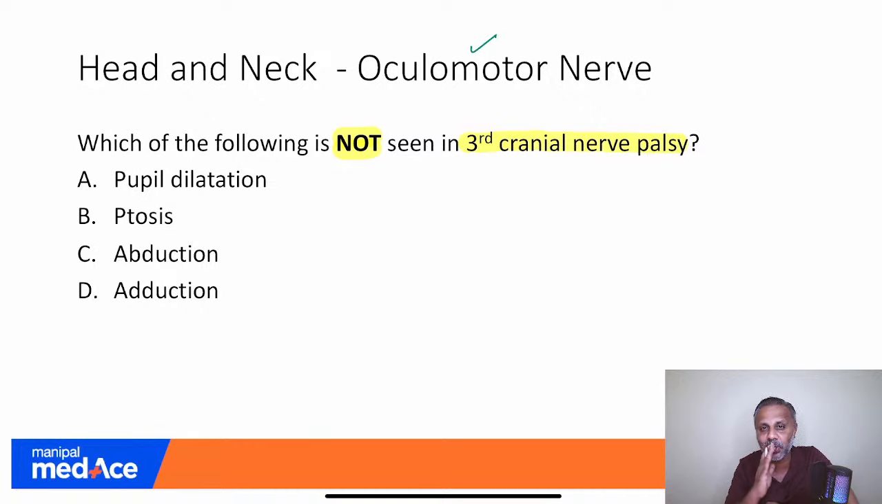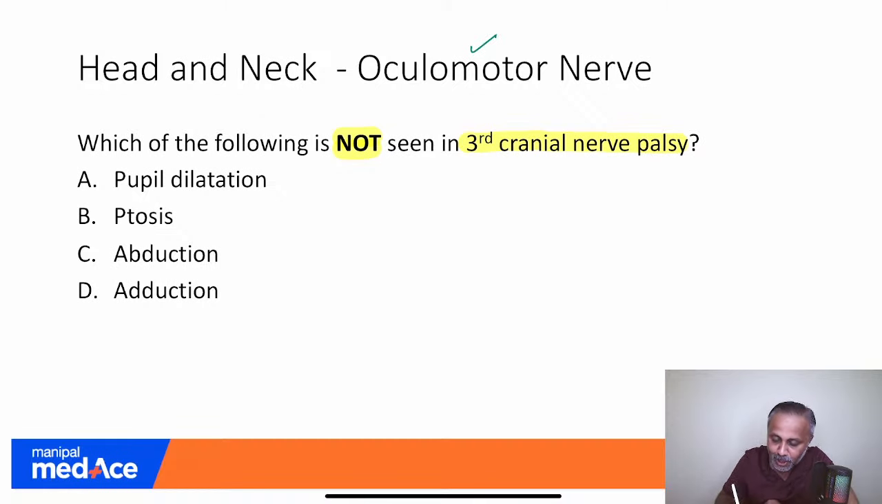Okay, so this is also correct. If medial rectus is paralyzed, it cannot bring about the opposite action of lateral rectus, right? So lateral rectus pulls your eyeball laterally, or it abducts the eyeball. So even abduction is correct.